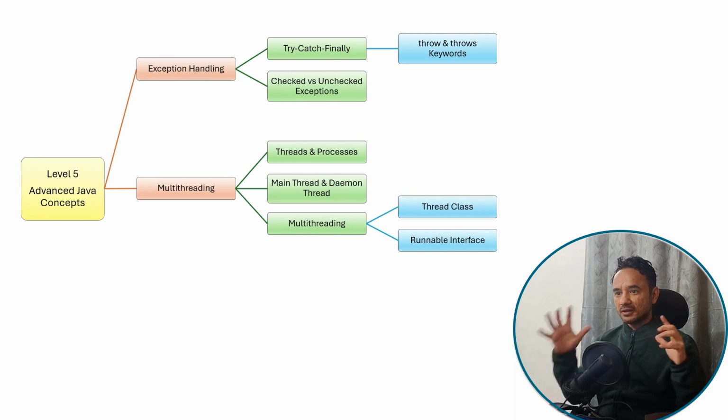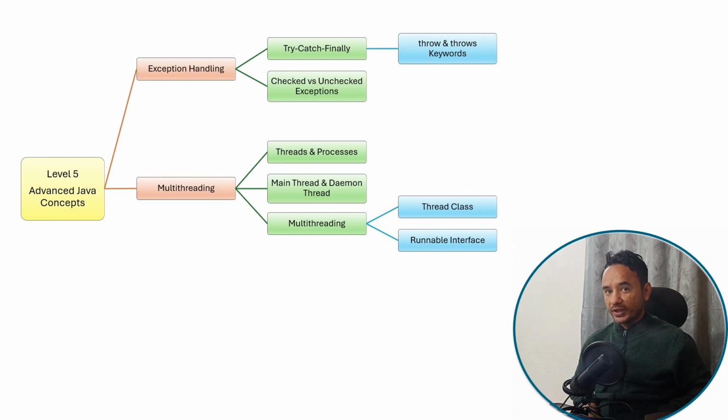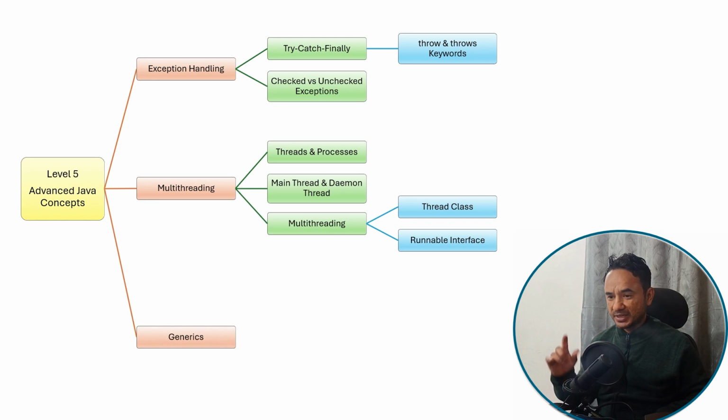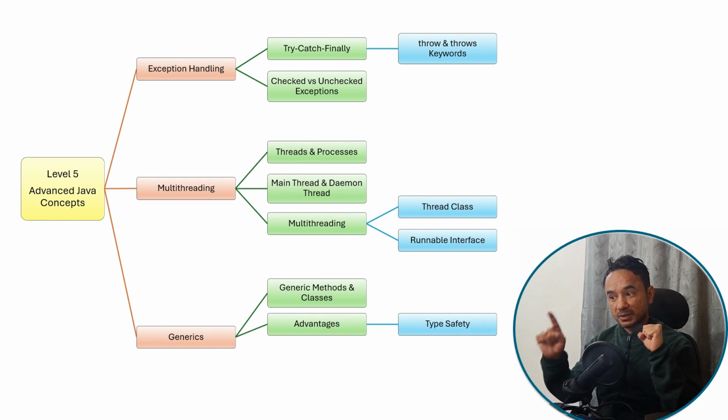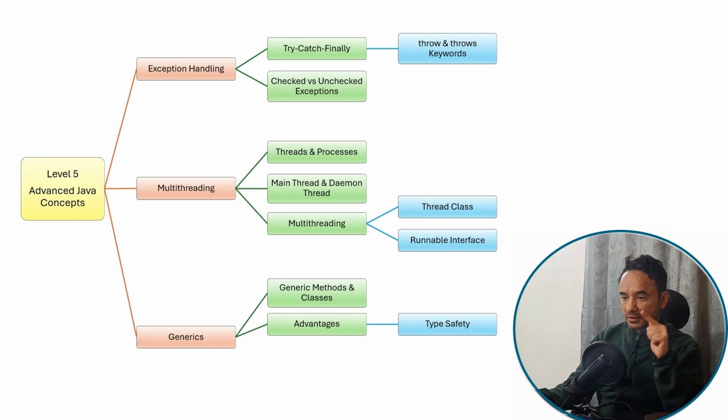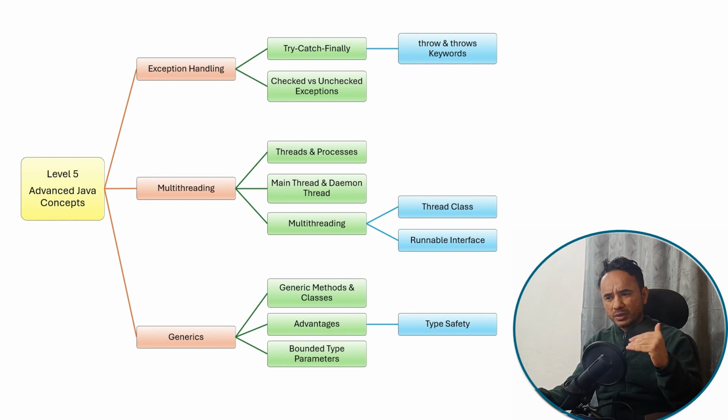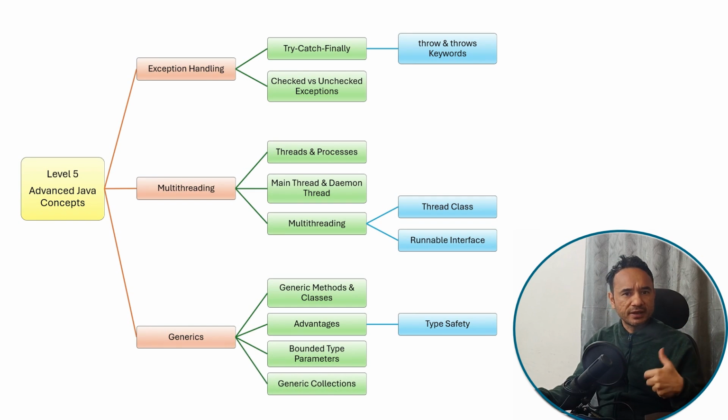Okay, great. So now we have the most important thing in advance, which is very much used in the real application, and that is generics. First, explore the generic methods and classes, which are very basic, and then the advantages of generics, and the most important is type safety. Because of this only we use generics. Understand this, very important. Next, slightly advanced, very slightly, bounded type parameters and generic collections you have to understand.